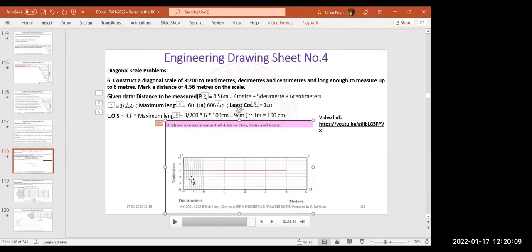From the 5th line, draw this vertical line. Already you have drawn this inclined line. On the 5th inclined line, where the 6th horizontal line is touching, mark the point. On my 5th inclined line, where the 6th horizontal line is touching, that is my 4.56 line. Okay.